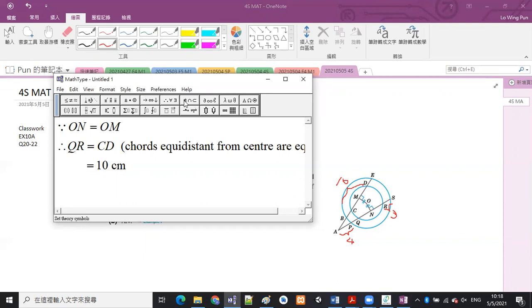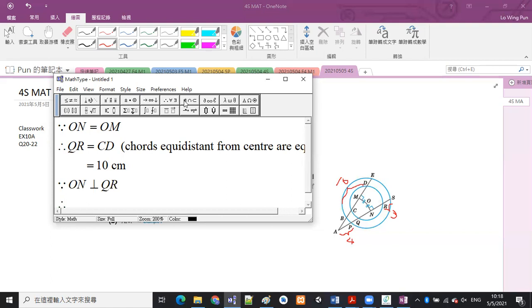And then, because ON is a line from center perpendicular to the chord QR, therefore it will bisect the chord QR, which means that N is the midpoint of QR. Okay, so NR will be just half of the chord QR. So we are going to say this because ON is perpendicular to QR. Okay, this is a line from center perpendicular to chord.